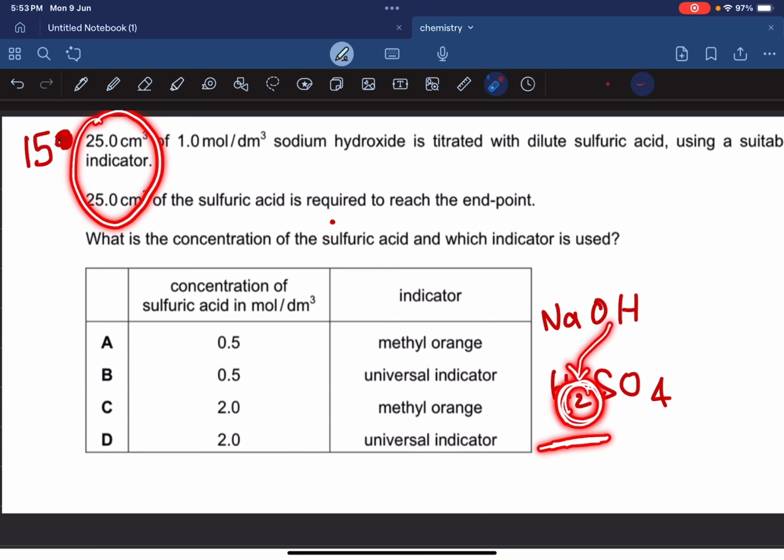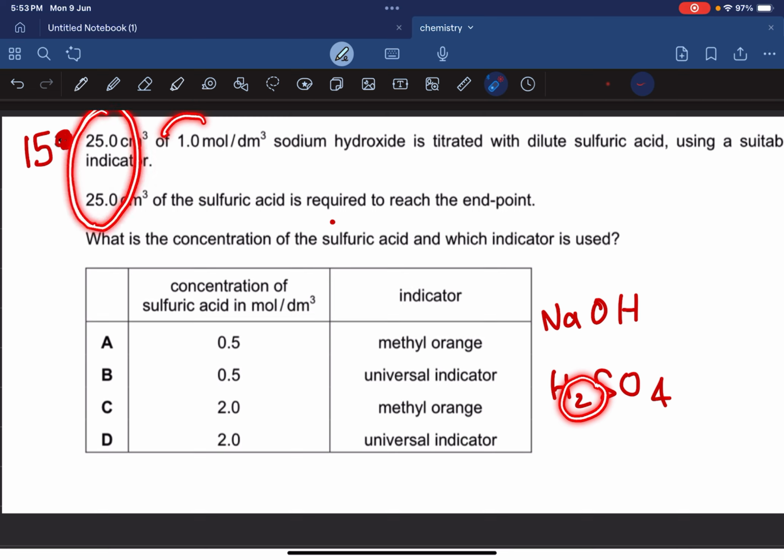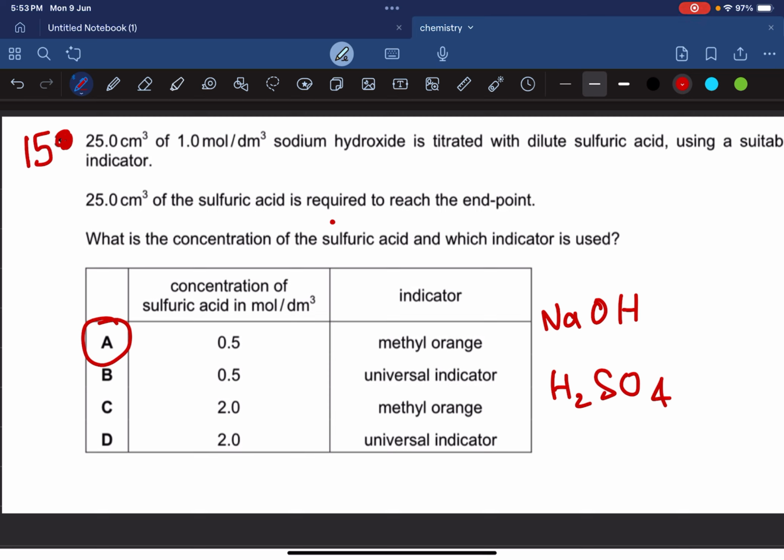Because I have more hydrogen ions, my concentration is going to be half. I promise, I just looked at this and realized that the volume for both NaOH and H2SO4 is the same, and because I have double the hydrogen ion concentration, I'm going to use half the concentration of sulfuric acid. So it's going to be option A. I just did all that formula work for you guys to understand, but what I used personally was just this.